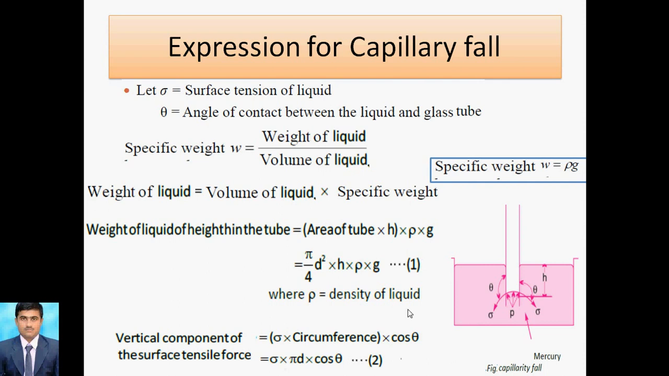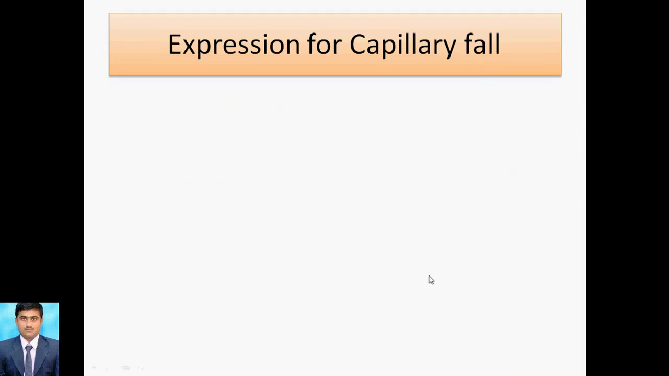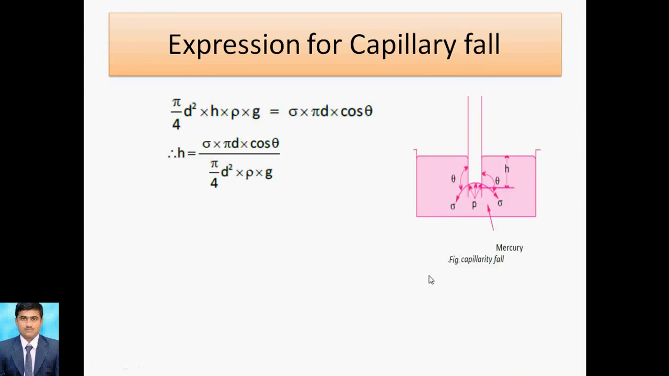So equation 1 and 2 we can equate. After equating, the equation becomes h equal to 4 sigma cos theta divided by rho g d. The same formula is there for capillary rise and capillary fall, only the diagram is changed. So according to the change, we can modify it.